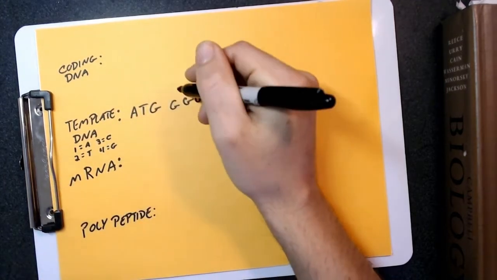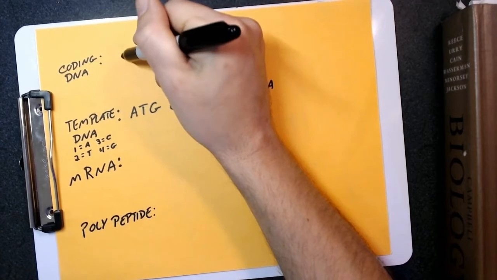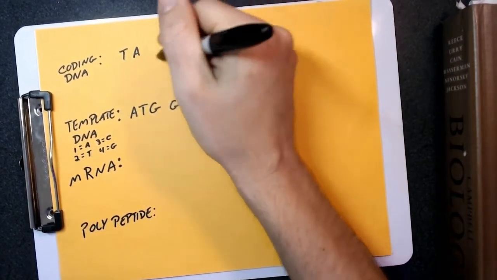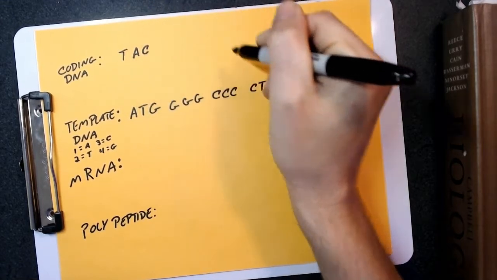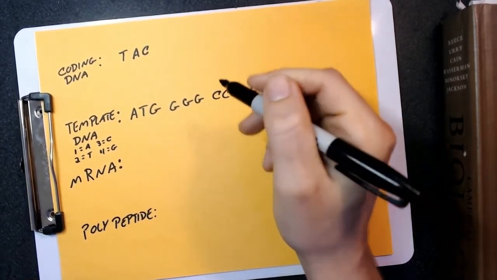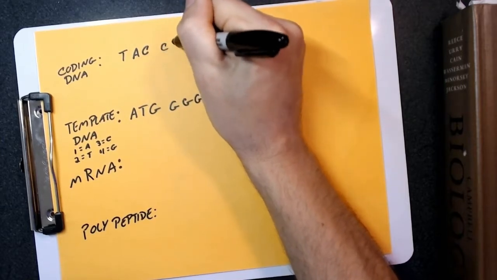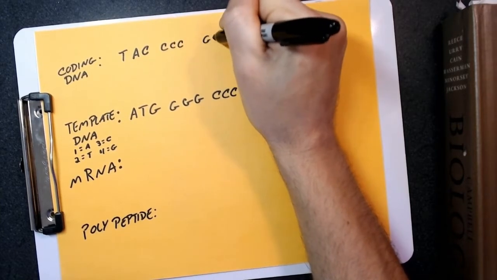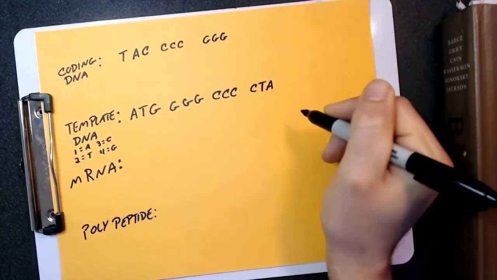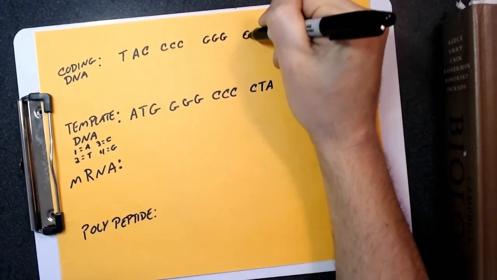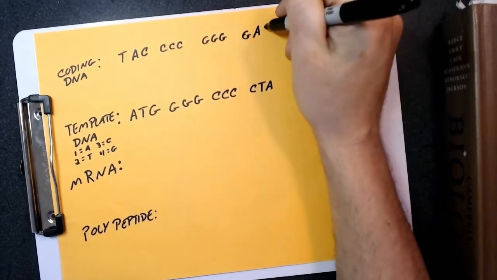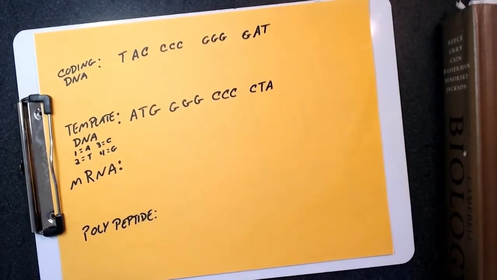All right, so across from adenine, we're going to have a thymine. Across from thymine, we'll have an adenine. Across from guanine, we'll have a cytosine. This next triplet is going to be much, much easier. It's just cytosine, cytosine, cytosine. And then up here we have guanine, guanine, guanine. Up here we have guanine across from this cytosine. We have adenine across from this thymine. And then we have thymine across from that adenine. So that's what the coding strand of DNA would look like.